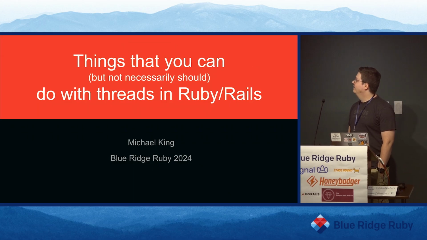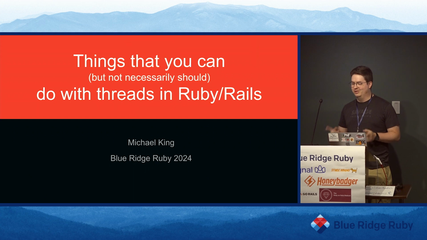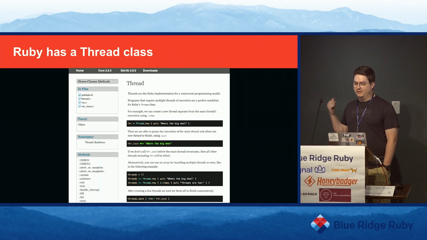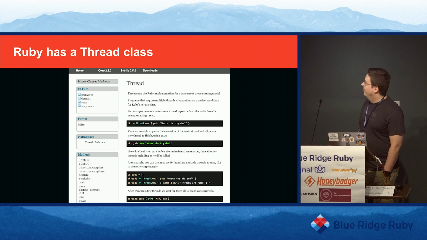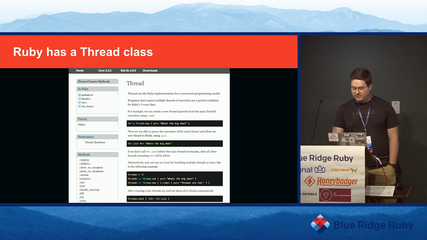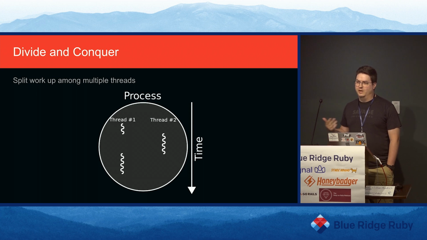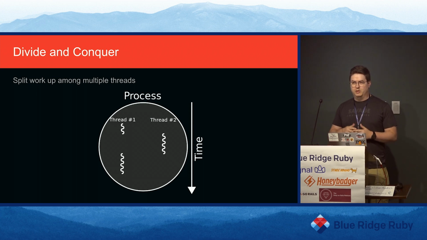So these are some things that you can, but not necessarily should, do with threads in Ruby on Rails. So Ruby gives us a thread class that we can use to implement concurrency. What this means is we can divide and conquer. We can break up work among multiple threads and do things a little bit faster.